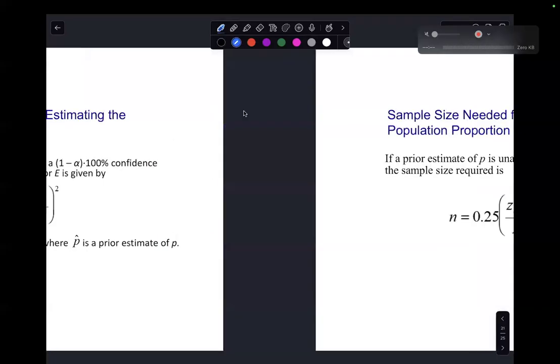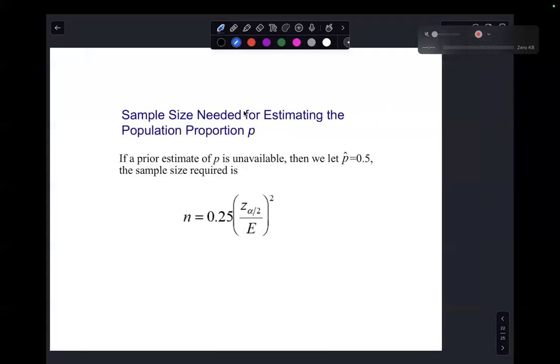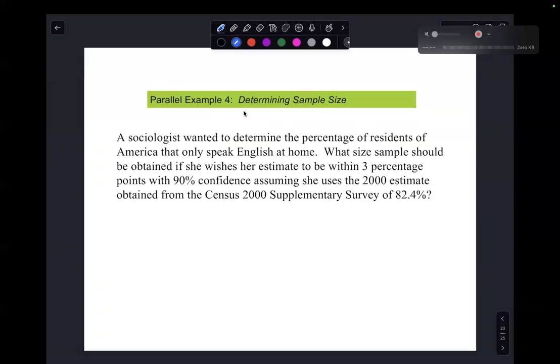Okay, let's do some math. A sociologist wanted to determine the percentage of residents of America that only speak English at home. We need to find the sample size that we need to estimate within 3 percentage points with a 90% confidence interval. We're assuming that we're going to use a 2000 estimate from a census of 82.4%. So I have a previous estimate.